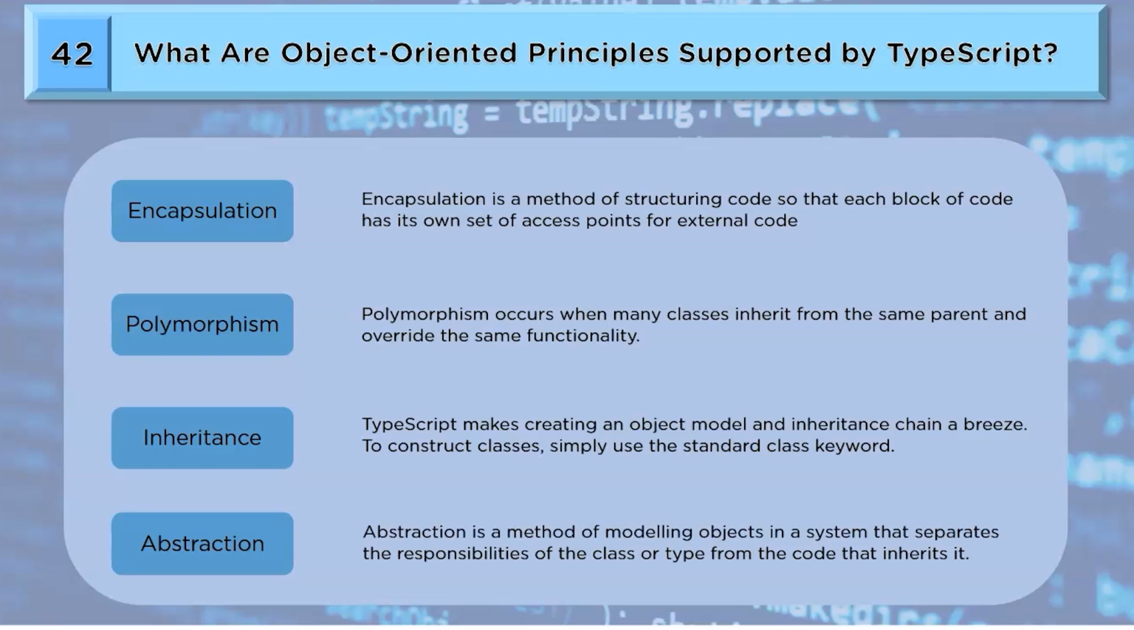Abstraction is a method of modeling objects in a system that separates the responsibilities of the classes or type from the code that inherits it.